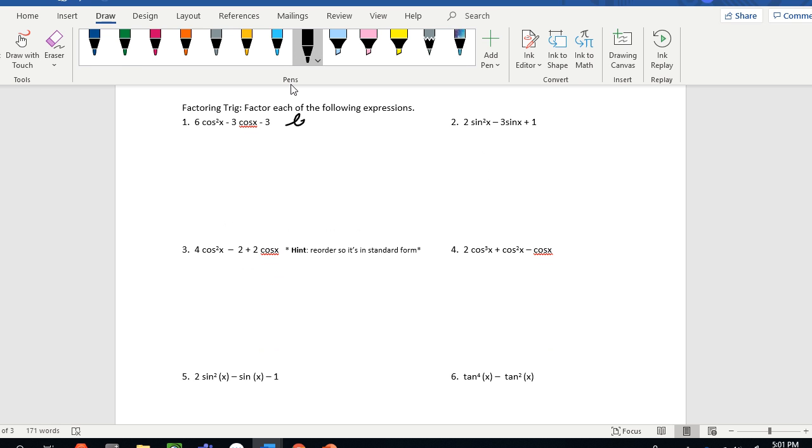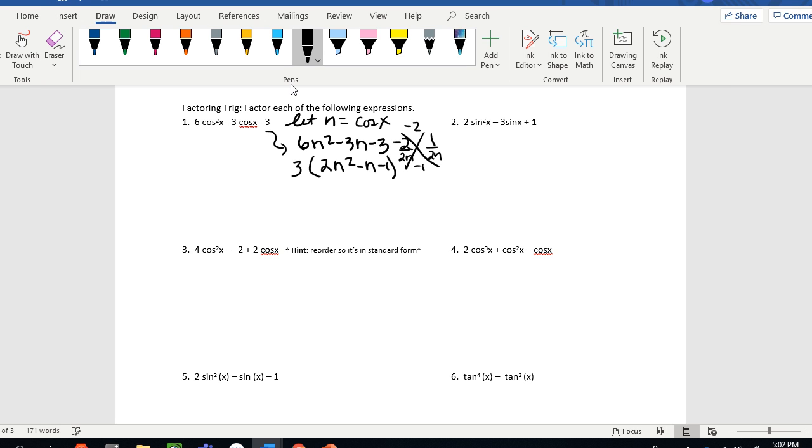But here, I'm going to let n equal cosine of x. And if I do, that means this guy right here looks like 6n squared minus 3n minus 3. Do you have a GCF? The answer is yes. You have a 3. 2n squared minus n minus 1. And you do a diamond, and you get negative 2, negative 1, 2n, 2n. This is a 2 and a 1.